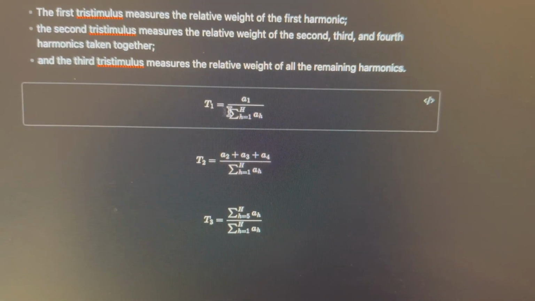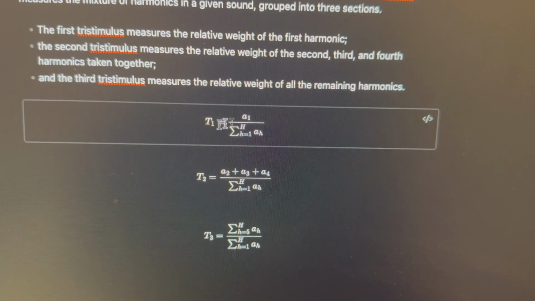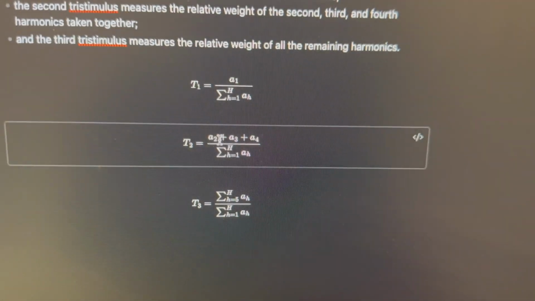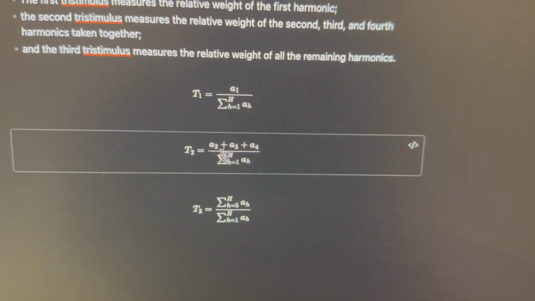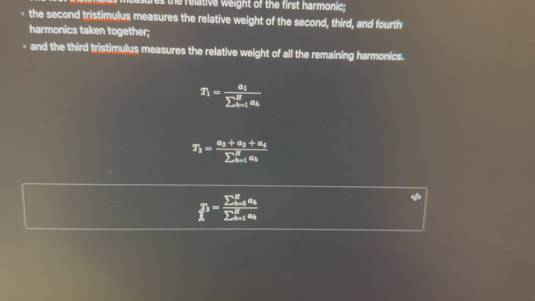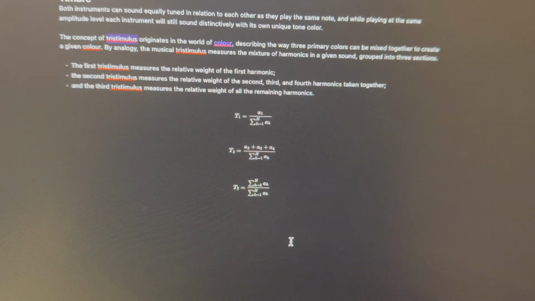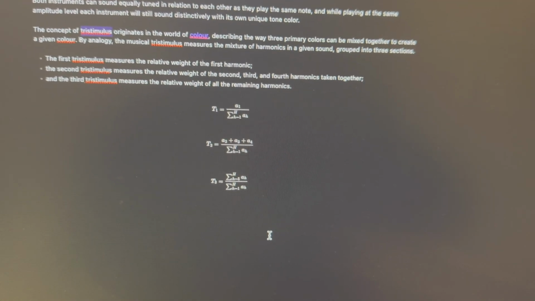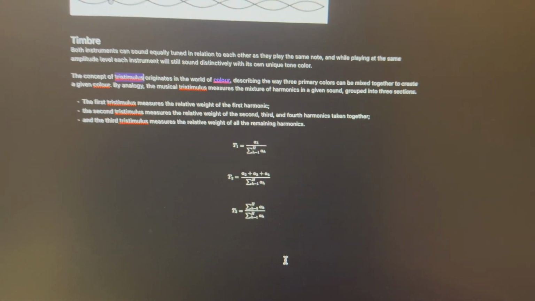So T1 is the relative weight of the first harmonic with respect to all of the harmonics. And T2 is the relative weight of the second, third, and fourth harmonic relative to the rest of the harmonics. And T3 is fifth harmonic onwards relative. And it turns out that you can get pretty much the sound profile of any instrument pretty reliably just from these 3 numbers, which is pretty cool.